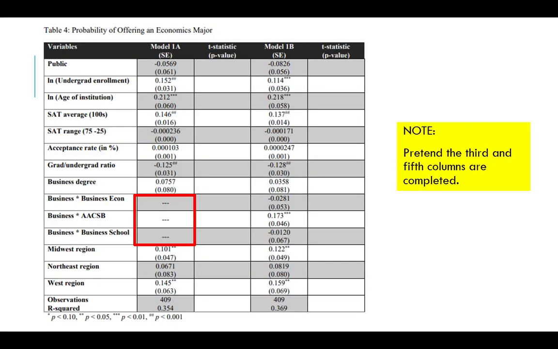These are interaction variables. Don't worry about how they work. That's a little more sophisticated. We didn't do any of these, but then you see they've been added to Model 1B. So this is one way. You might decide you want to have more columns. There probably would have been spaces for 2 more columns.